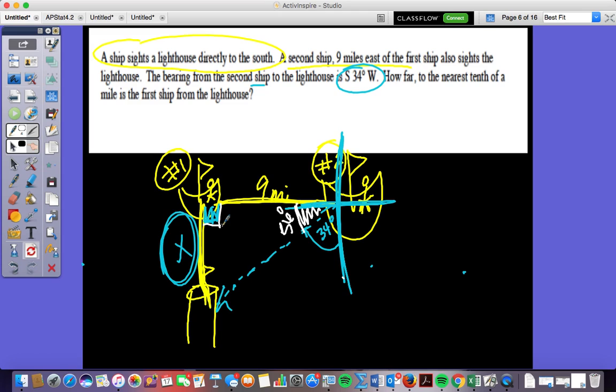Because the two ships and the lighthouse make 90 degrees. Yeah, because this is directly south, and then the second ship to the first ship is direct, straight across. Yeah, so that's why. Good. Keep going.